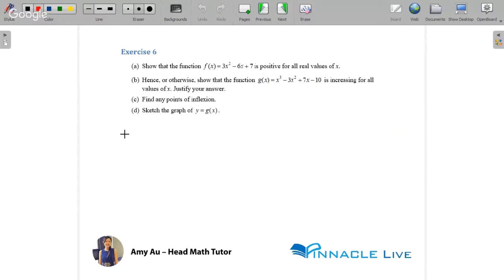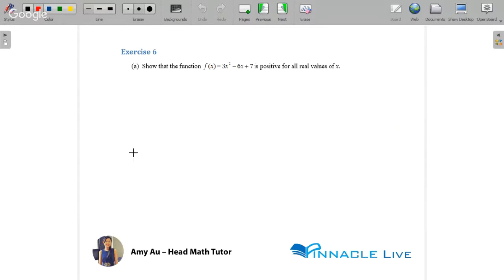All right, so firstly, we're going to take a look at this function. We want to show that this function f(x) = 3x² − 6x + 7 is always positive. So this part is kind of interesting. How do you show something is always positive? So firstly, this is a parabola. Now, you may have done this when you did quadratic functions, but something is always positive.